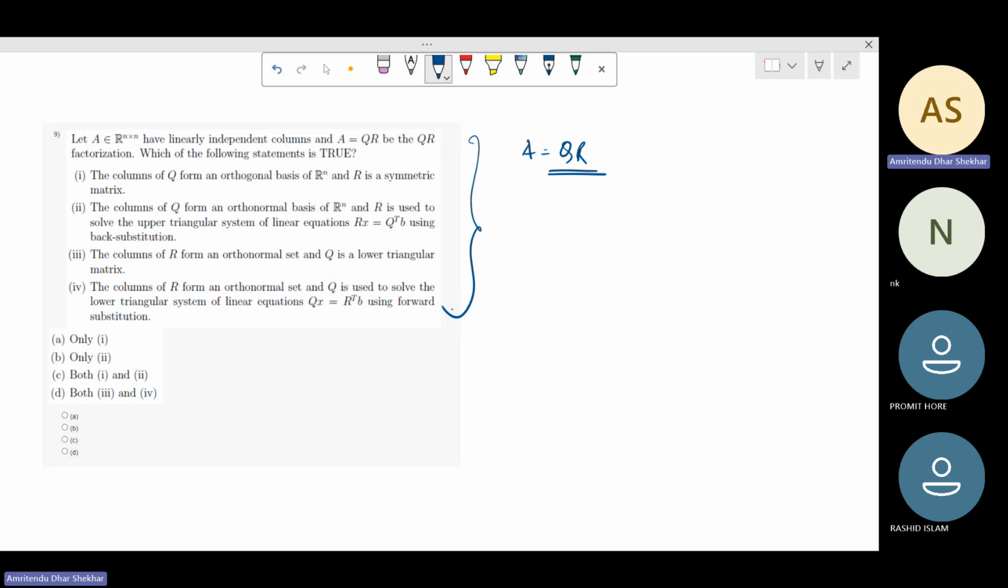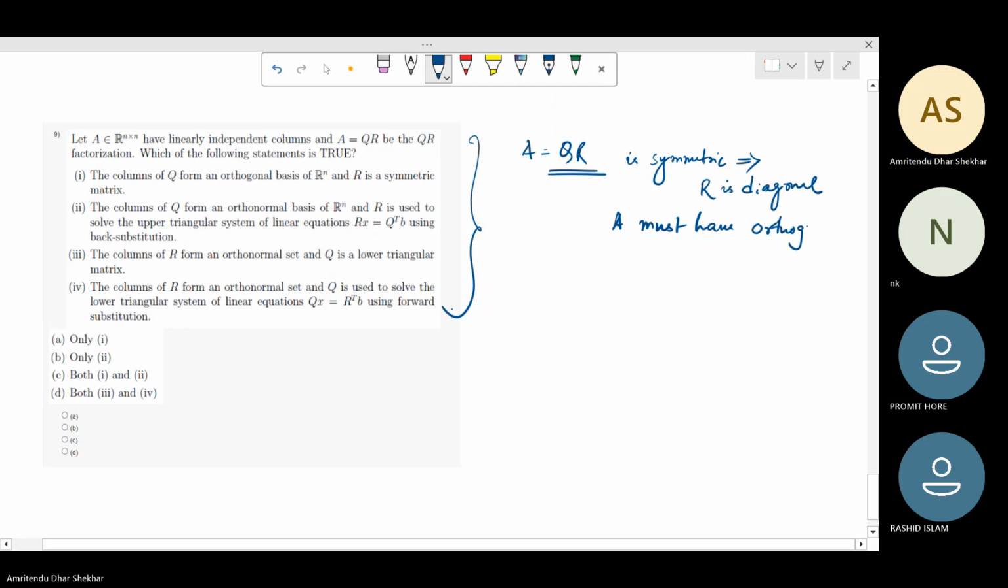R is symmetric in this case implies that R is diagonal. So all entries above its diagonal must be equal to 0, and then that implies that A must have orthogonal column vectors. But that is of course not given to you, so we do not know if A has orthogonal column vectors.